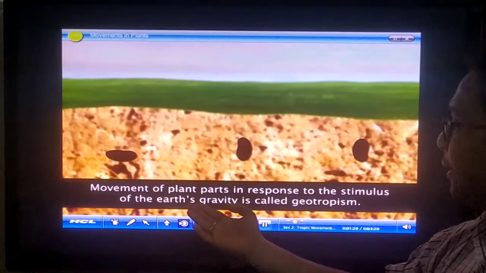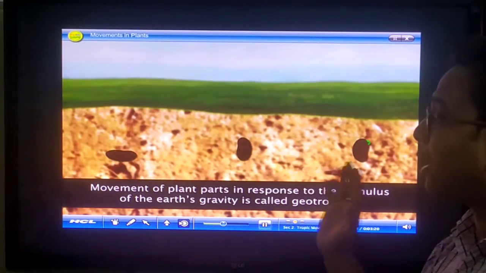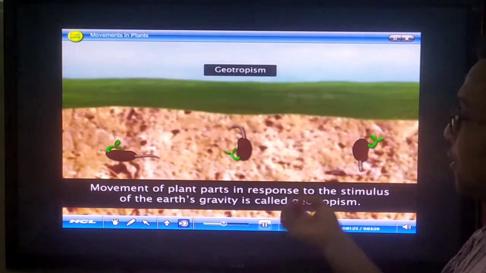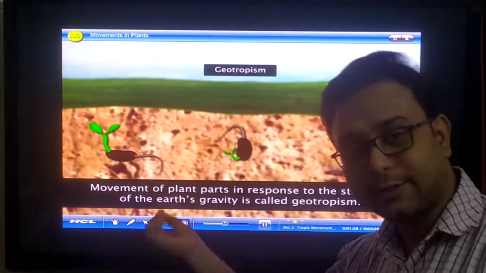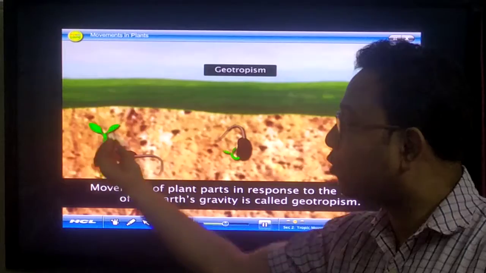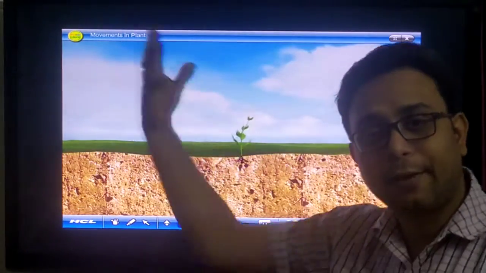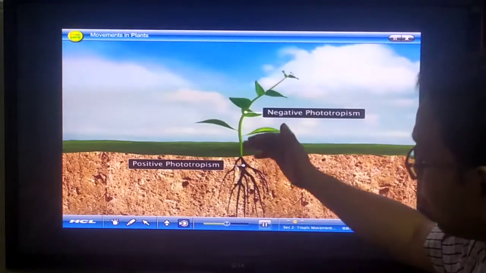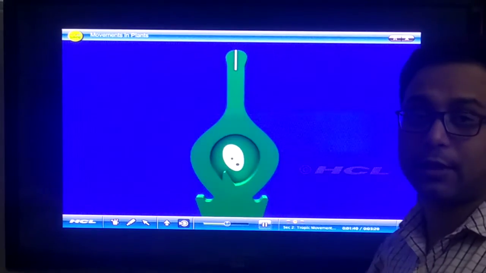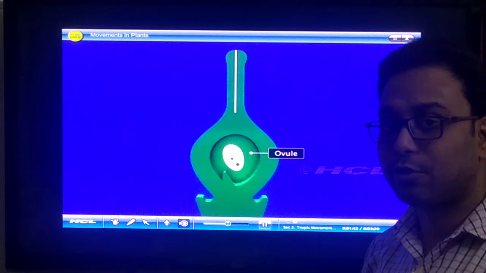The movement of a plant in response to the stimulus of earth's gravity is called geotropism. Here, roots grow towards gravity and shoots grow opposite to gravity. So roots ultimately show positive geotropism and shoots show negative geotropism.